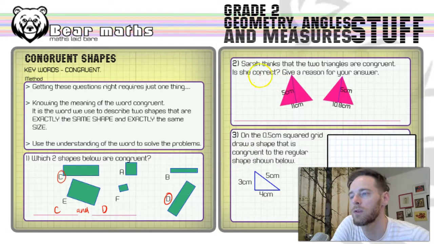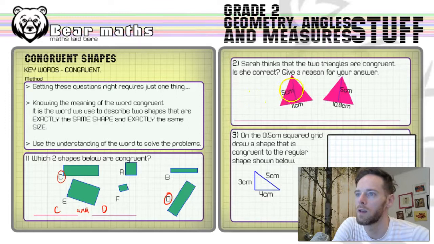Now, in number two, we got Sarah thinks that two triangles are congruent. Is she correct? Give a reason for your answer. So they are almost congruent, but they are not quite. This one's got 5 centimeter perpendicular height. Okay, that means a height at a right angle. And this one has got a 5 centimeter perpendicular height as well. But the base is 11 centimeters on this one, and the base is 10.8 centimeters on this one.